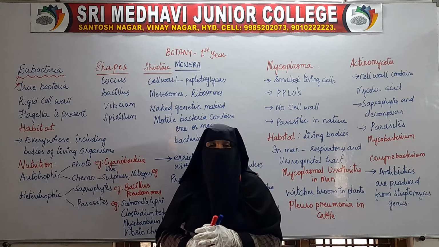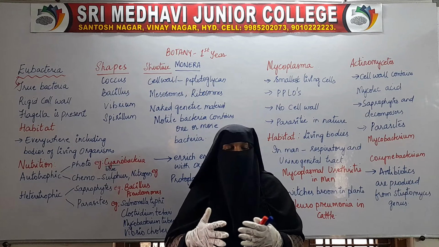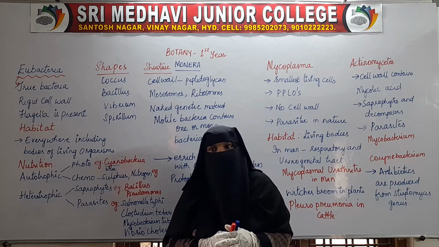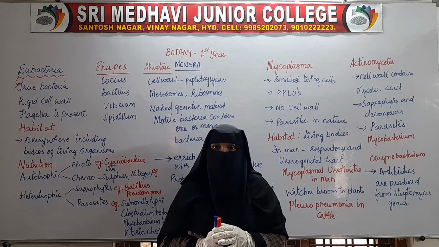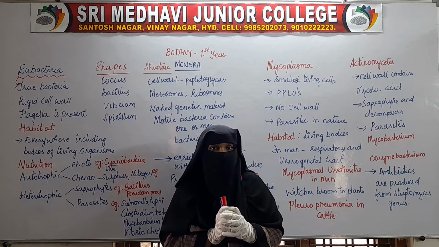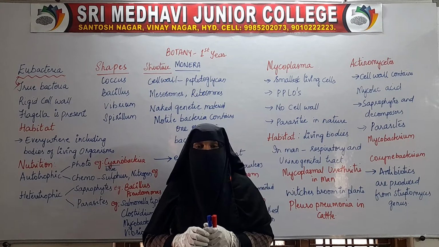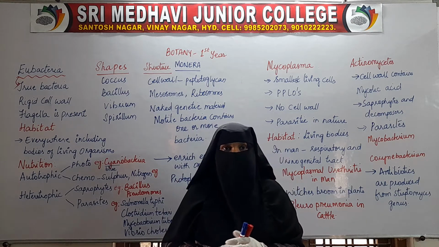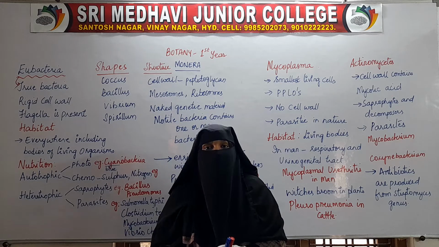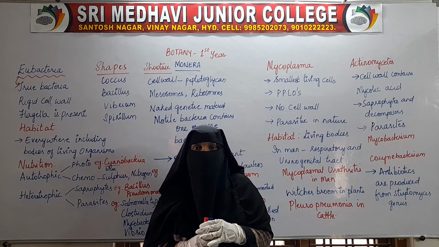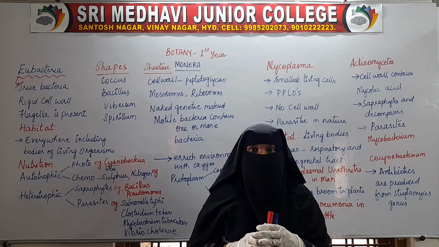In Archibacteria, those bacteria are said to be ancient bacteria. They survive in very extreme environmental conditions. Not all bacteria can survive in extreme conditions. Very few can, so those few are placed under Archibacteria. Eubacteria are the true bacteria, even called modern bacteria. They cannot survive in very extreme conditions. They can survive in normal conditions. So this type of bacteria shows all the characteristics which are present in a prokaryotic cell.